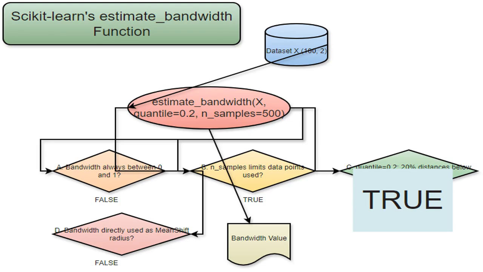The output of estimate_bandwidth is a single number representing the bandwidth. This number determines the scale or reach at which the mean shift algorithm searches for dense clusters in the data.